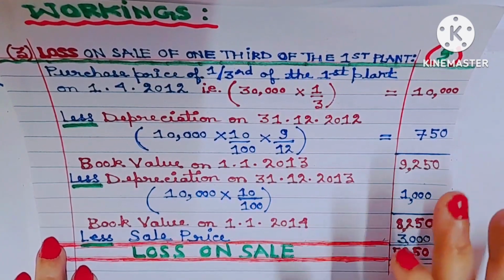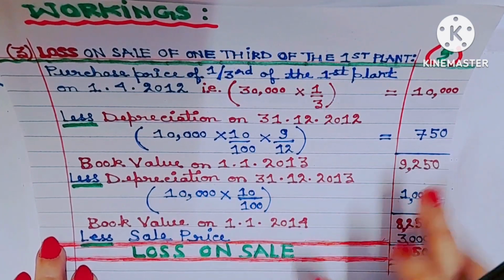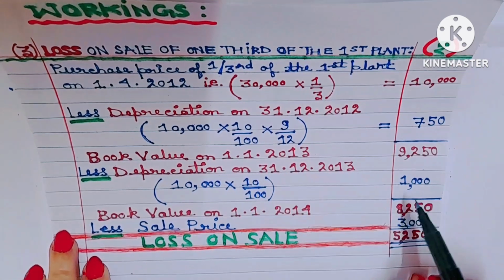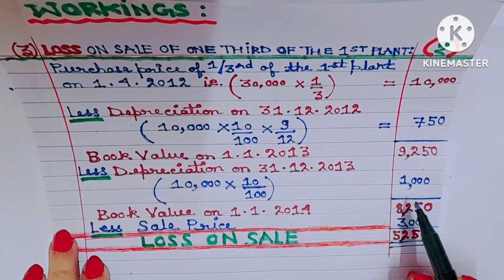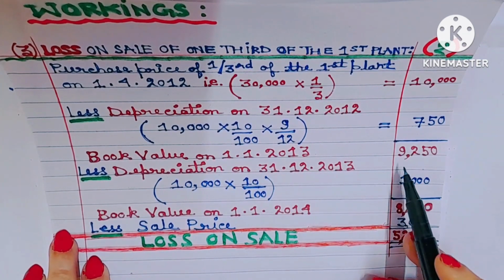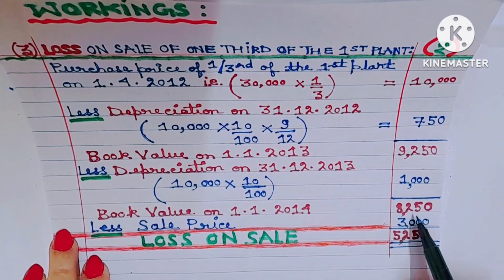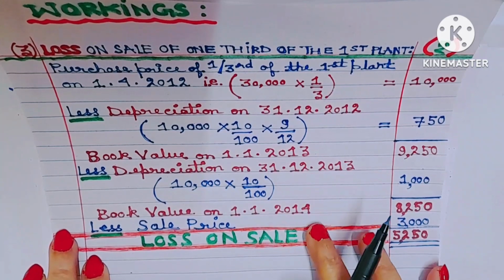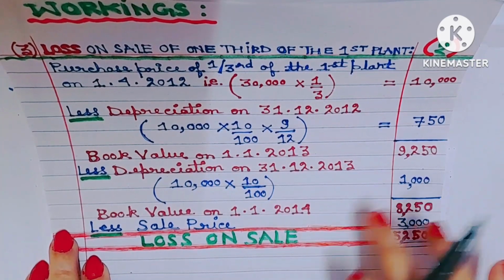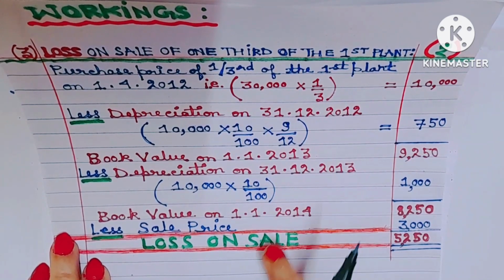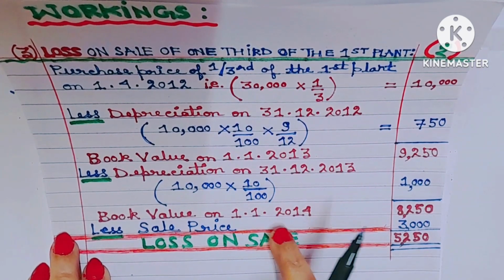So every year we have to charge depreciation on the original cost. First year, whatever price it was bought at, we have to charge on that price. Understood? Not on the book value. If you deduct depreciation for the year 2013 from the book value 9,250, you'll get 8,250. This is the book value on 1st January 2014. Till the date of sale, we have to charge depreciation. Understood? Now, 1/3 of the first plant was sold on 1st January 2014.